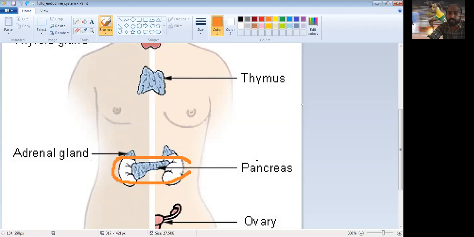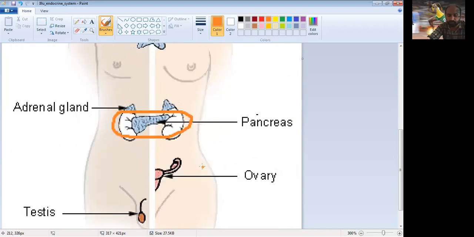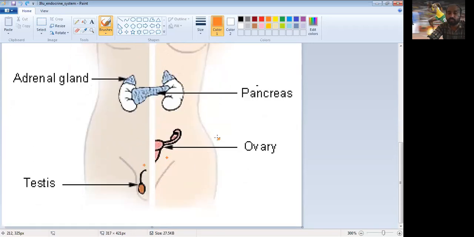Then you have the pancreas. Now the pancreas releases insulin, I told you. Insulin controls the blood sugar level. If insulin is not in the body, you will become diabetic. So you have to take insulin via injection. So insulin controls blood sugar level. Fine. Then going on to the female body here, the ovary produces what? Ovum. Ovum is the female gamete. Now in the male's case, the testis produces what? The sperm, which is the male gamete.